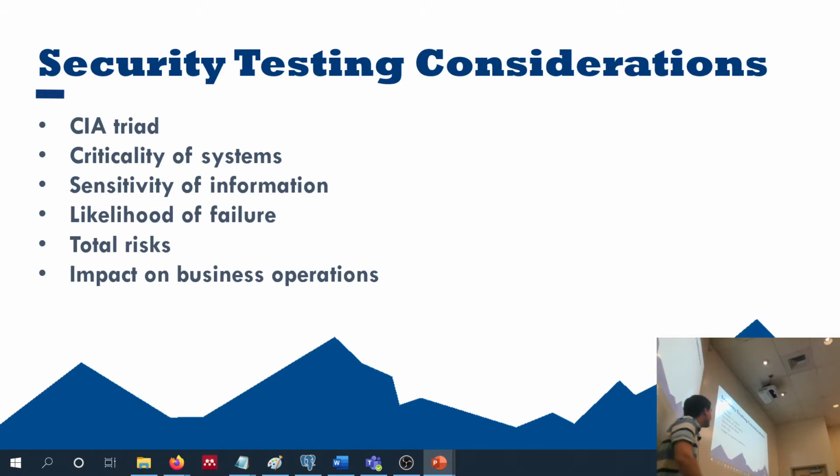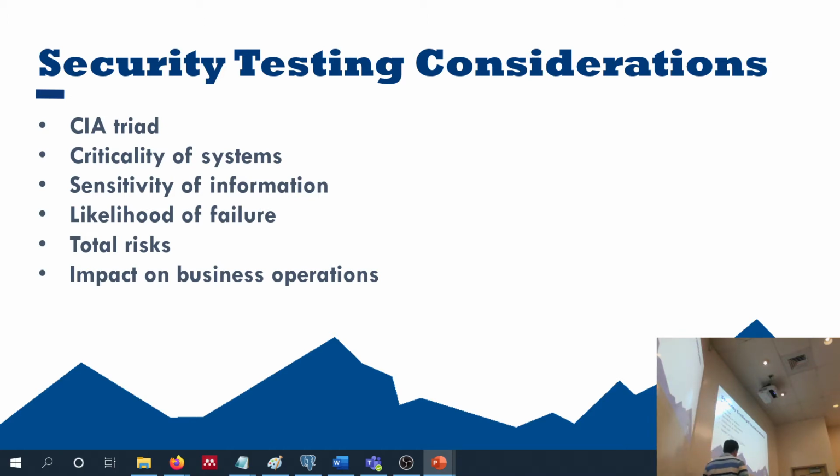So you start off with the C, which is what? Confidentiality. Making sure the data is confidential. Then you move to the I. What's the I? Integrity. Make sure the data is not altered. Then you have the A. What's the A? Availability. Exactly. So you always start off thinking about the CIA triad, and you consider what does that mean for the organization.